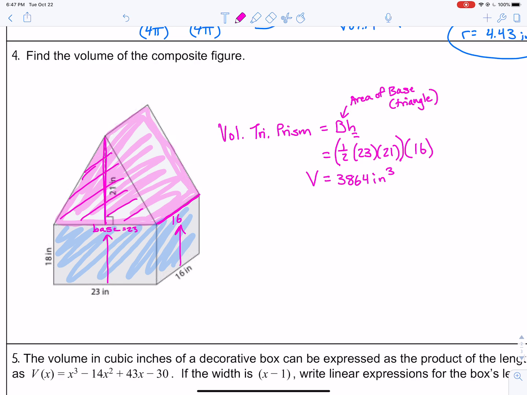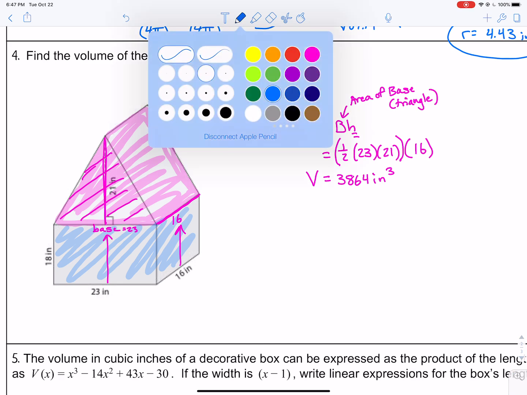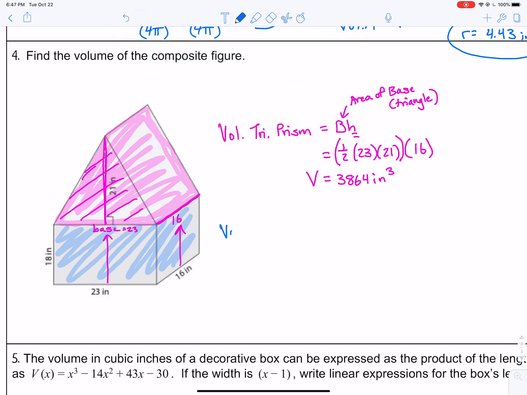cubic inches. Okay. Now the bottom is just a box. So we call that fancy box a rectangular prism. So the volume of a rectangular prism is still the area of the base times the height. So this is the area of the base, which in this case is a rectangle. So it's otherwise known as length times width, because that is the area of the base times the height. So length times width times height.